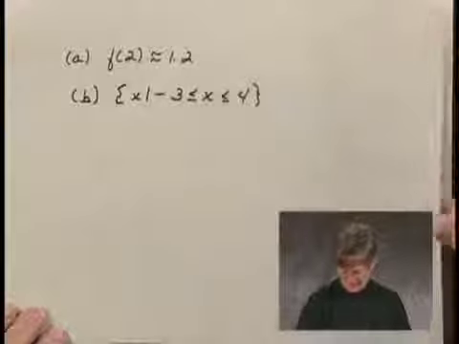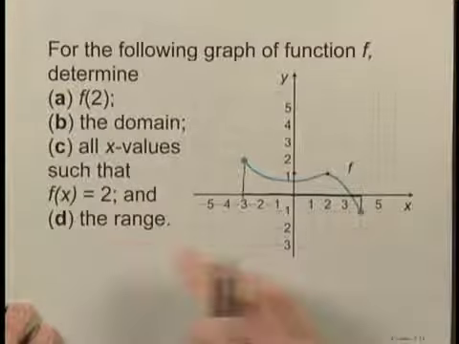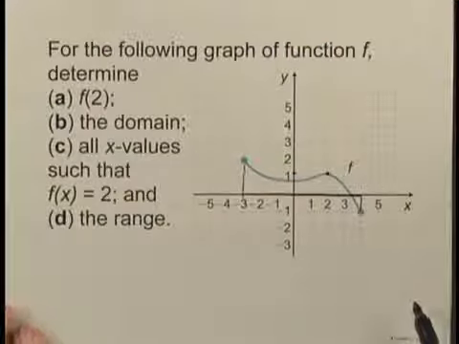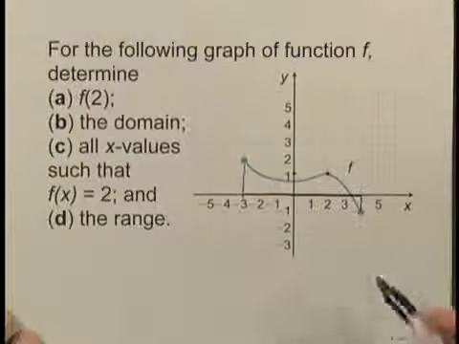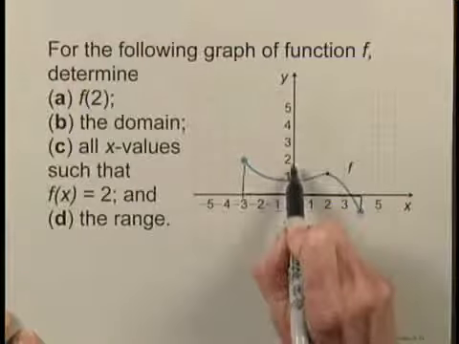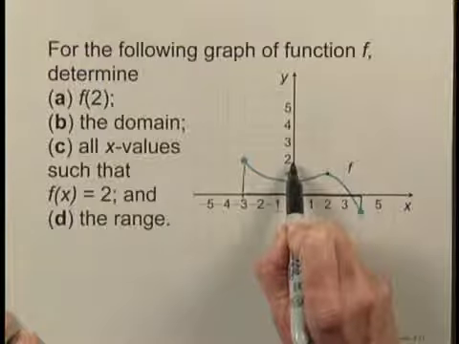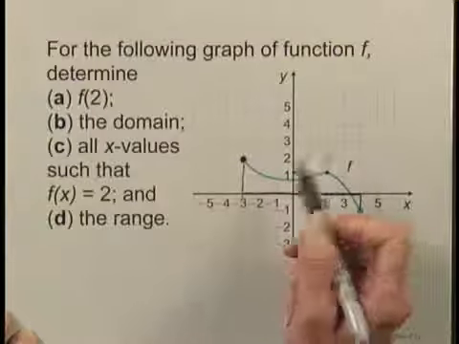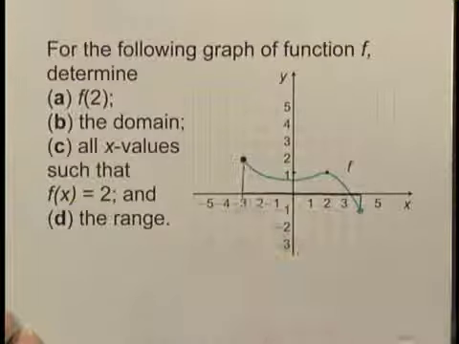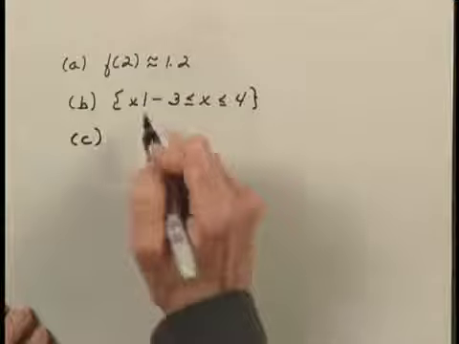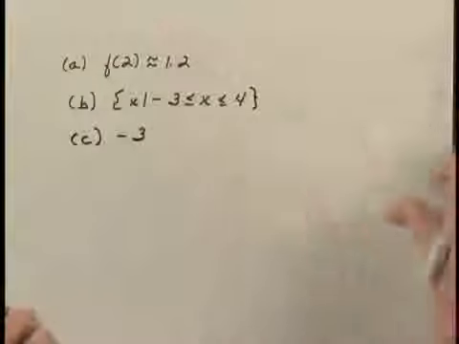Now the next thing that we're asked to find is all x values such that f of x equals 2. Well, to do that, let's start with the value of 2 on the y-axis, the vertical axis. And we'll look to the left and to the right to see if there are any points on the graph that have 2 as a second coordinate. And we do see this one point right here that has 2 as a second coordinate. It's the point -3, 2. So we can say that there's only one, the value of x for which f of x is equal to 2 is -3.